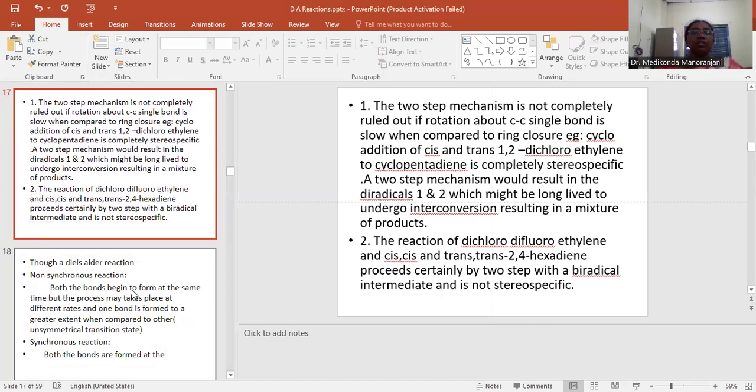If rotation about C-C single bond is slow when compared to ring closure, for example, cycloaddition of cis and trans 1,2-dichloroethylene to cyclopentadiene is completely stereospecific. A two-step mechanism would result in diradicals, which might be long-lived, to undergo interconversion, resulting in a mixture of products.